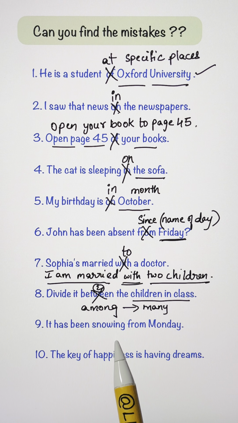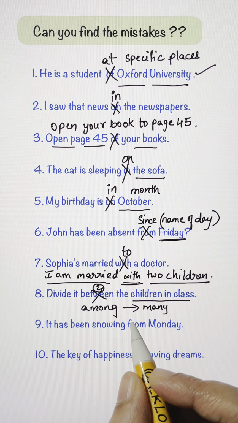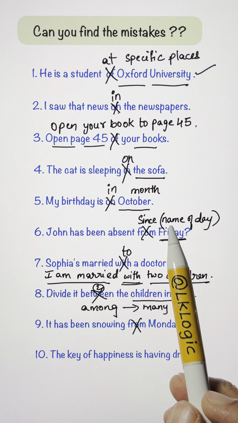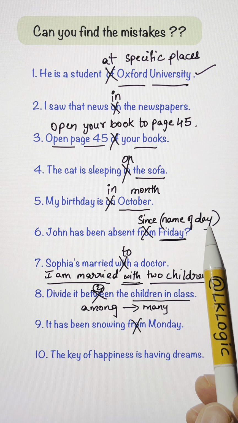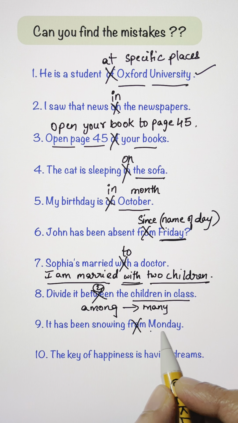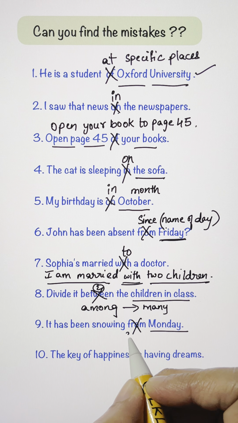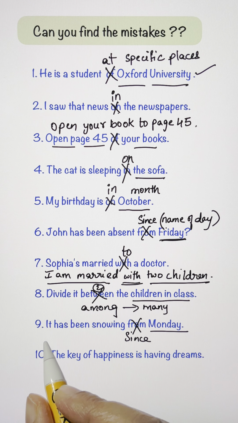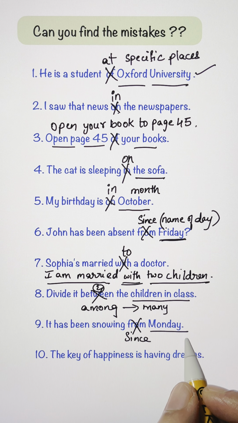It has been snowing from Monday. Now here what's wrong? We don't use from here. Whenever name of the day is mentioned, we use since, not from. Right? Monday. So we use since. It has been snowing since Monday.